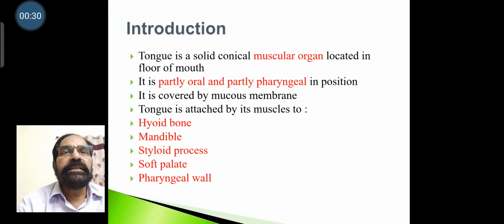The tongue is a solid conical muscular organ located in the floor of the mouth. It is partly oral and partly pharyngeal in position. It is covered by mucous membrane, and the tongue is attached by its muscle to hyoid bone, mandible, styloid process, soft palate and pharyngeal wall.